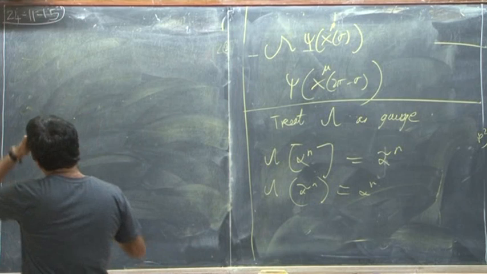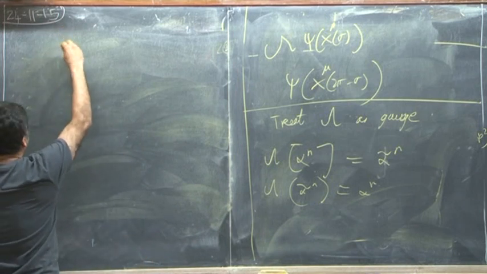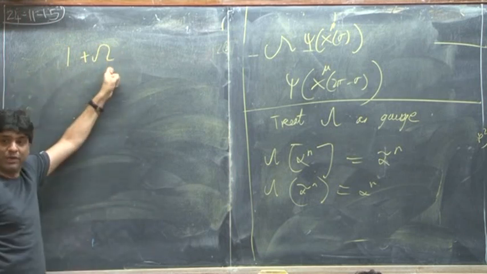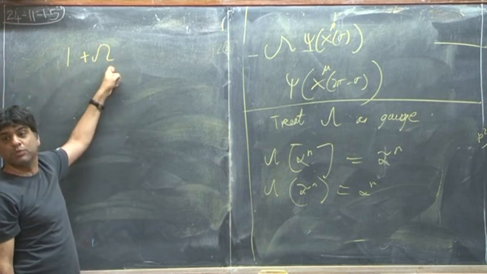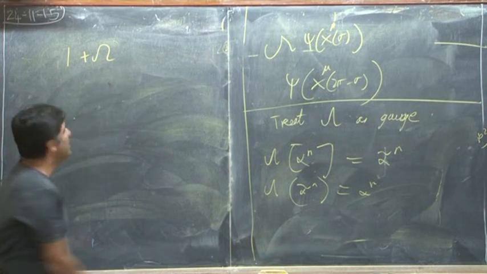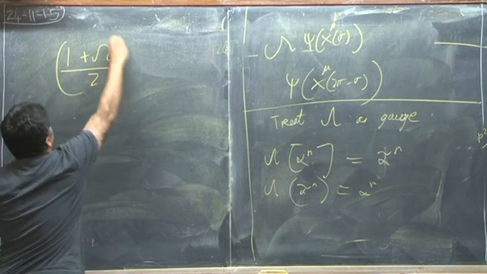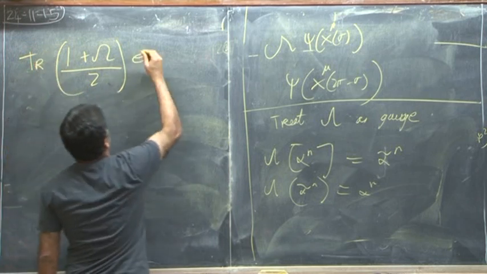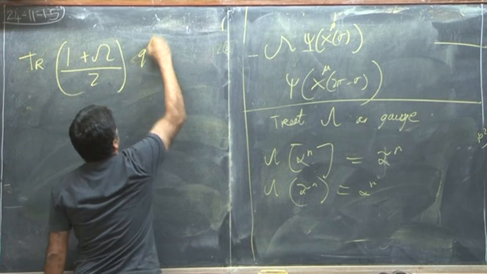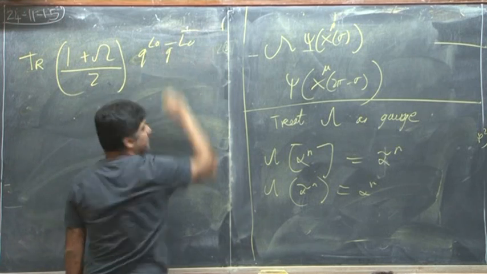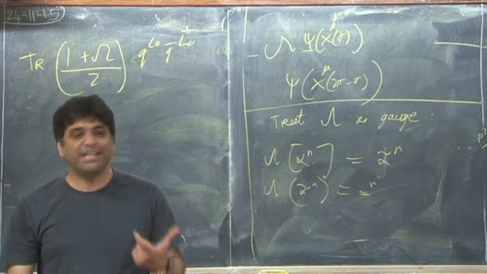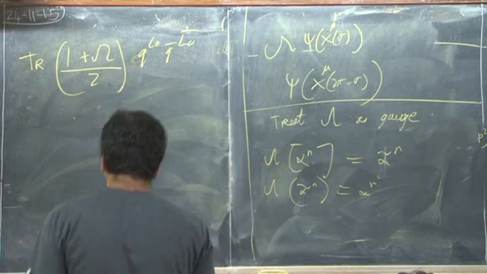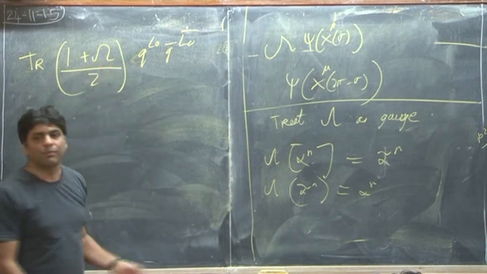Right. So the way I'm going to do it is this. Because gauging is imposing the projection that only those states with Ω equal to 1 survive, that's imposing, putting inside the trace of q^{L0} q̄^{L̄0}, the projection (1 + Ω)/2, where we use the fact that every state has eigenvalue either 1 or −1.